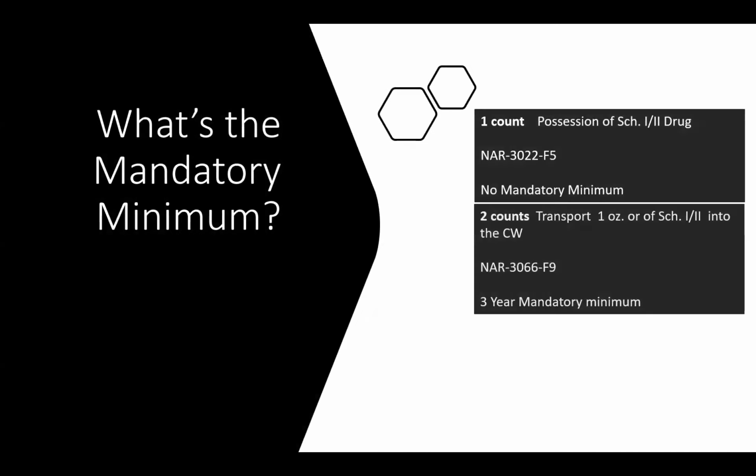So what's the mandatory minimum? In this example, we have a sentencing event that contains 1 count of possession of Schedule 1 or 2 drug with no mandatory minimum, and we have 2 counts of transport 1 ounce or more of a Schedule 1 or 2 drug into the Commonwealth, each having a 3-year mandatory minimum.